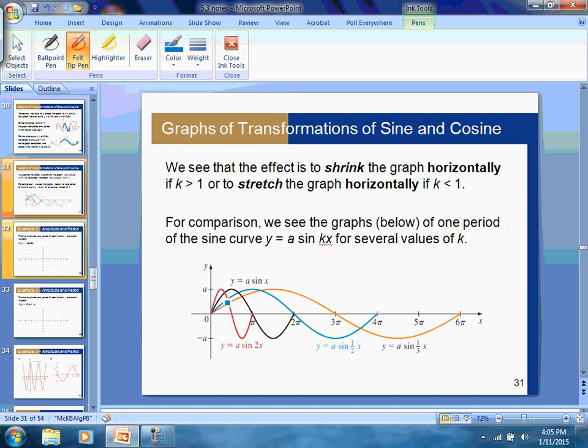So there you can see that we are going to be shrinking the graph horizontally if the k value is greater than 1, and we're going to stretch the graph horizontally if the k value is less than 1. So if the k is greater than 1, that graph kind of gets compressed. It all gets pushed closer together. If the k value is less than 1, like if it's a fraction, then that actually stretches the graph out.